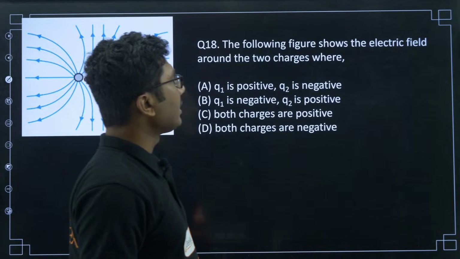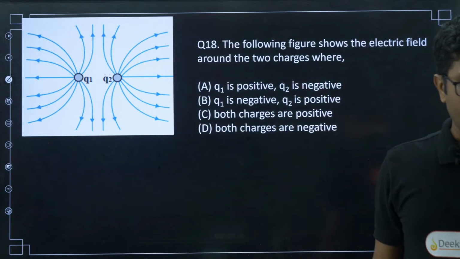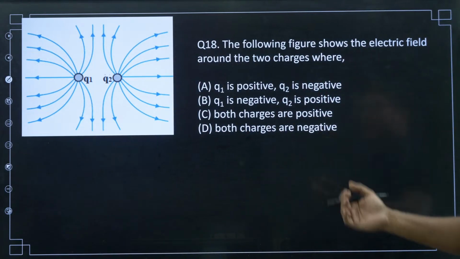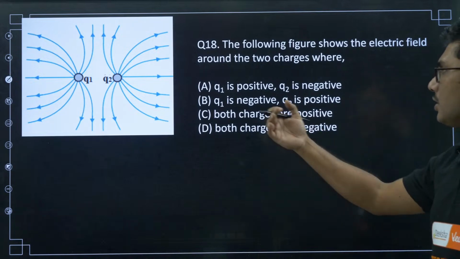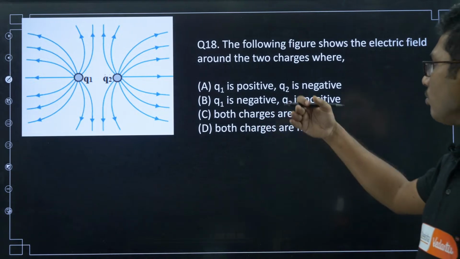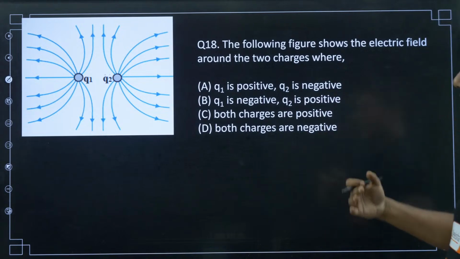Now, the following figure shows the electric field of two charges. Is Q1 positive and Q2 negative, Q1 negative and Q2 positive, both charges positive, or both charges negative?